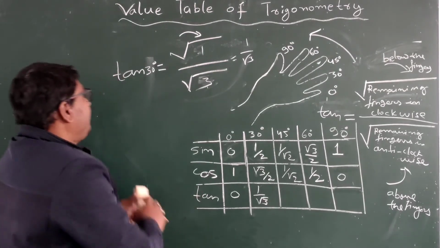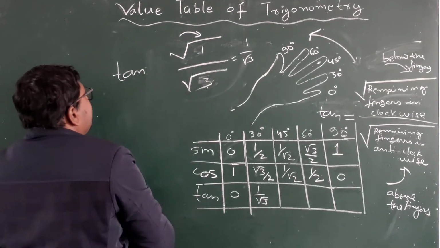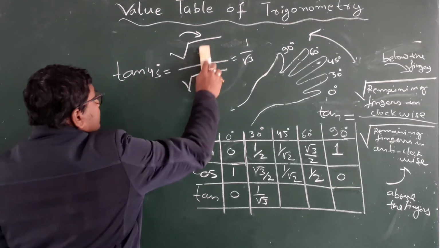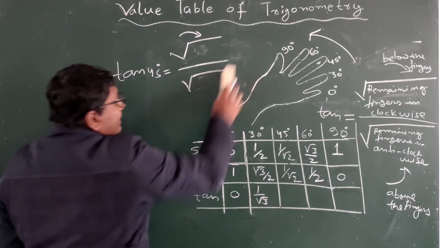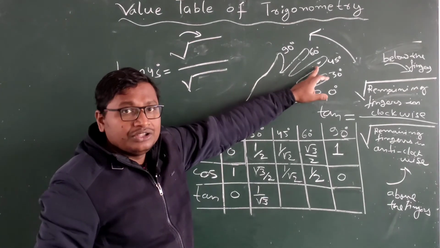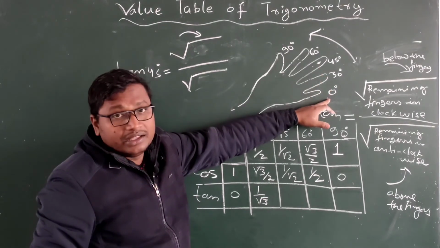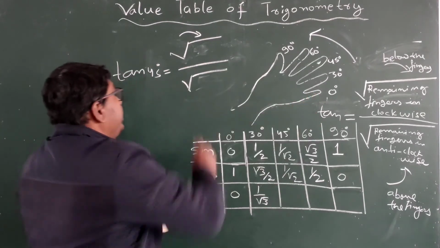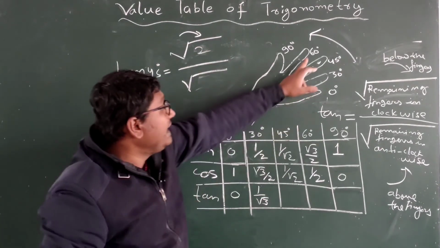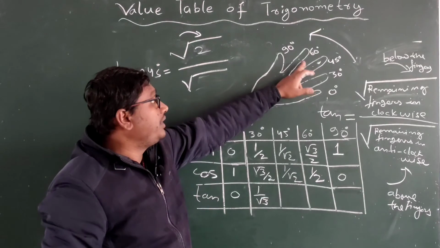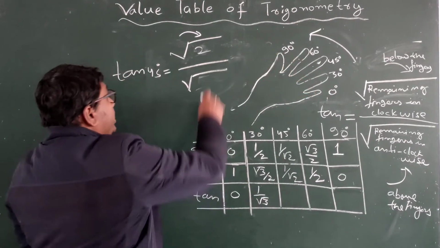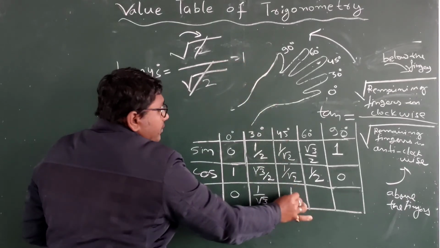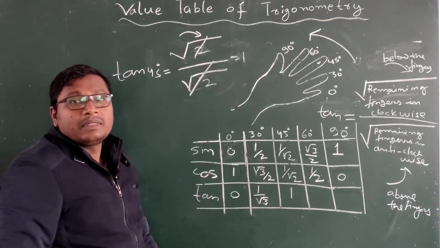Now again, tan 45 degree. You see 45 degree. 45 degree is here. So first of all, below this finger, I mean in clockwise direction, how many fingers will be here? 2 fingers. So write here 2. And now in anti-clockwise direction, above this finger, how many fingers will be here? 2. So write here 2. So this will be cancelled, we'll be getting 1. So tan 45 will be 1.